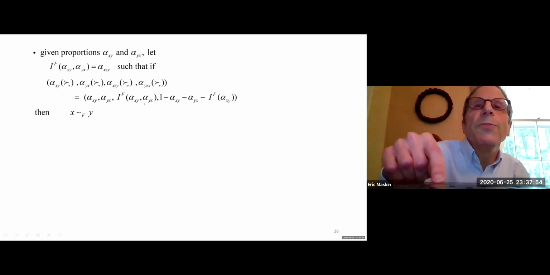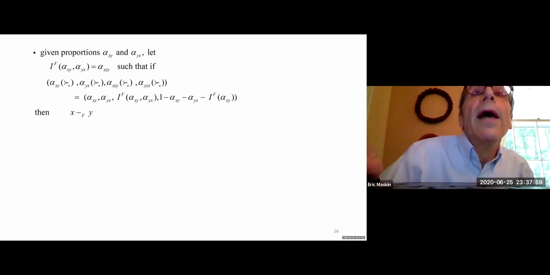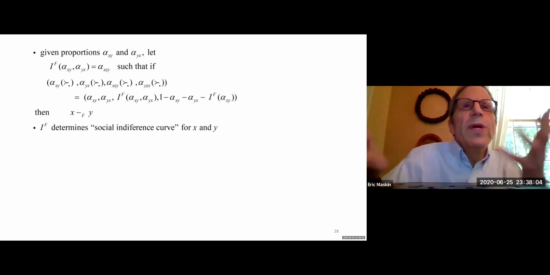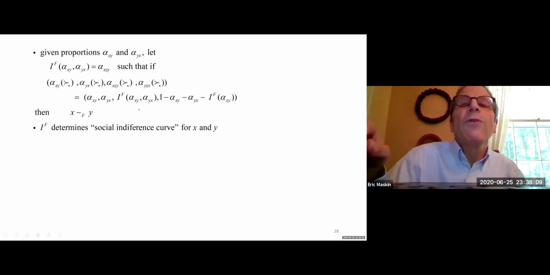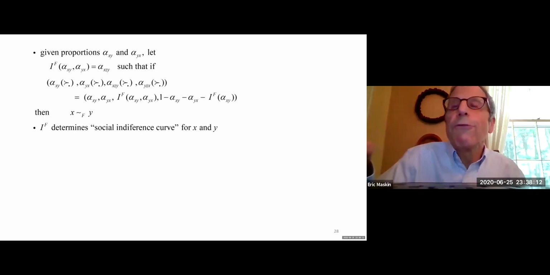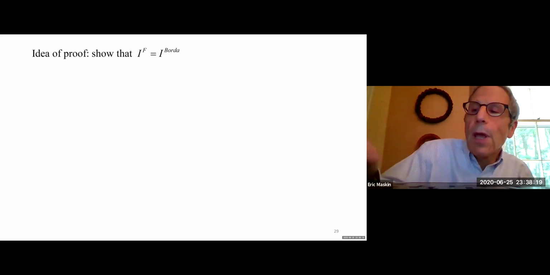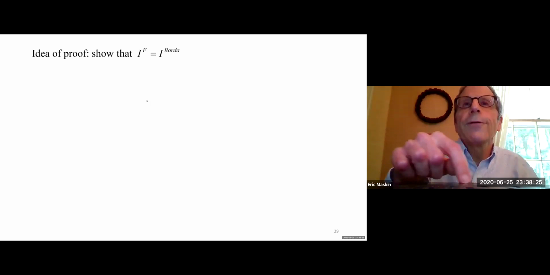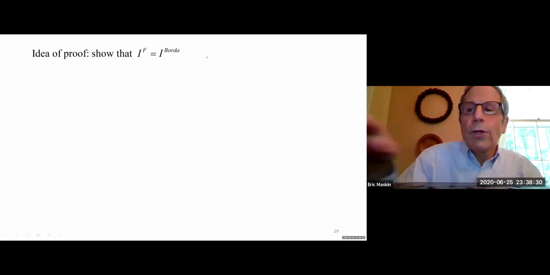We'll define I to be the value of alpha x c y which produces indifference. So we can think of this curve as a function of alpha xy, alpha yx as the social indifference curve in proportion space for x and y. And what I want to do is to show that this social indifference curve must coincide with the Borda social indifference curve.